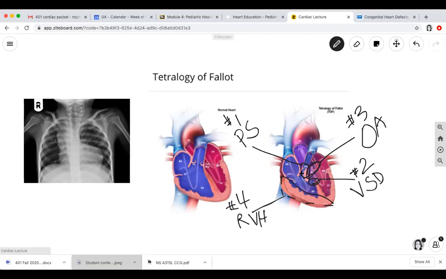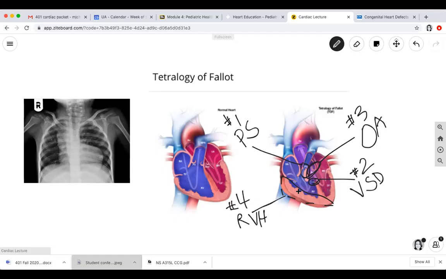Because of this very narrowed vessel, you have an overriding aorta. So the aorta is actually, instead of just being over the left ventricle, you have it over both the right ventricle and the left ventricle. So that's why you have this purple blood or mixed blood. And then your heart has to work hard, right? So you end up developing this right ventricular hypertrophy or RVH. So that is the fourth defect.